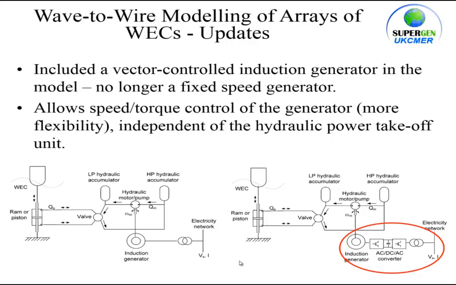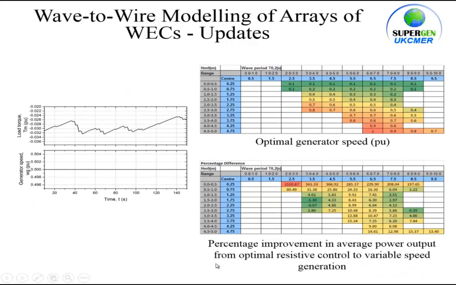We just had this published this year on the wave-to-wire model, and we've been updating that. My colleague Anuk Nambiar has been doing this. We've now included a better generator within the wave-to-wire model. We now have a vector-controlled generator, and that's good. We no longer have a fixed speed generator. It allows us greater flexibility of control. We can do speed and torque control, so it's independent of the hydraulic power takeoff unit, which improves their performance. So here are some results of doing that.